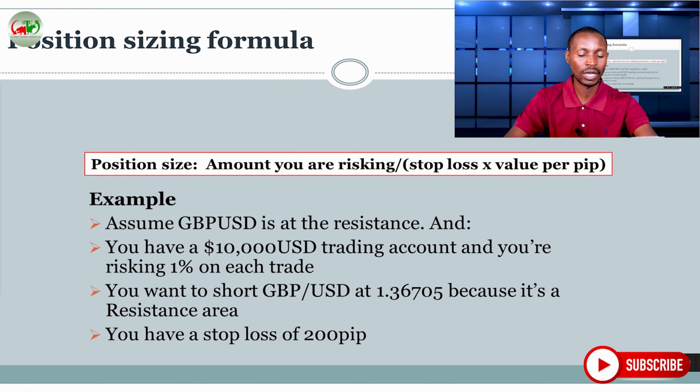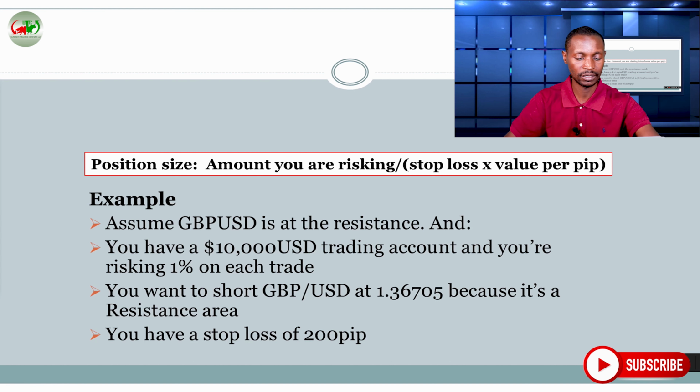Let's make an example of how we calculate the risk management, the proper position size. The position size you have to trade will be equal to the amount you are risking over the stop loss times the value per pip. Remember, we have told you how to calculate the value per pip. If you do not remember, you can go to our website and remind yourself how to calculate it. And after you have this information, you will be able to calculate your proper position size.